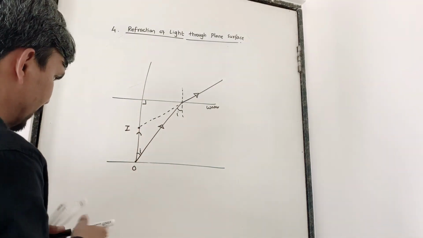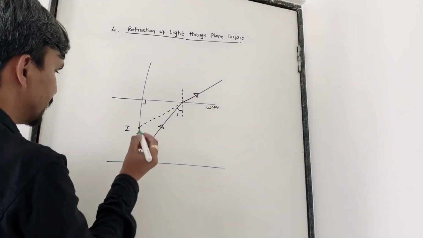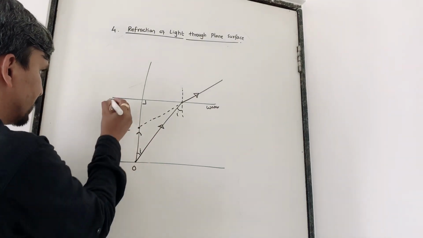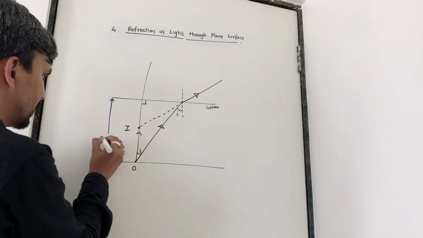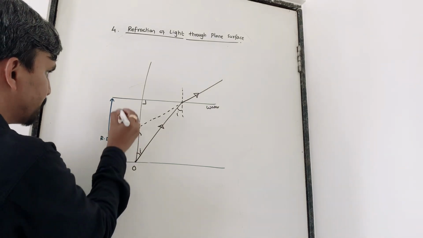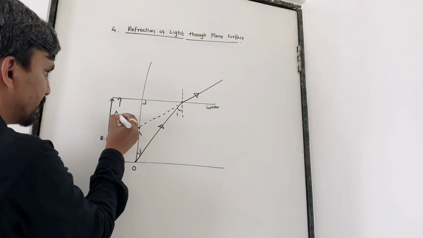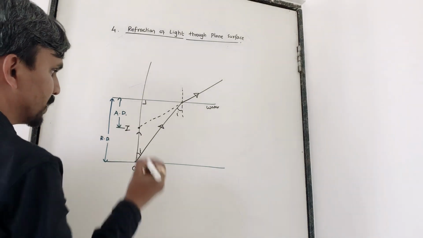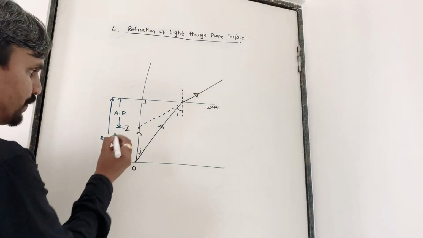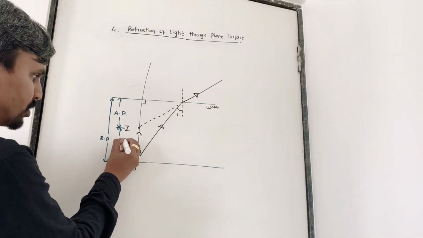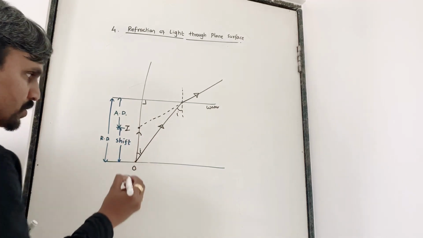So I can say this is my real depth. But what is this part? It is nothing but the observed depth, that is called the apparent depth. The difference between these two is called the shift.